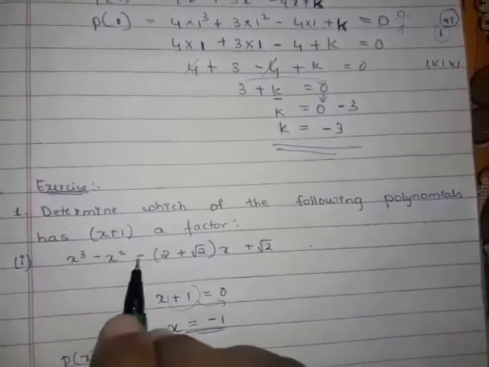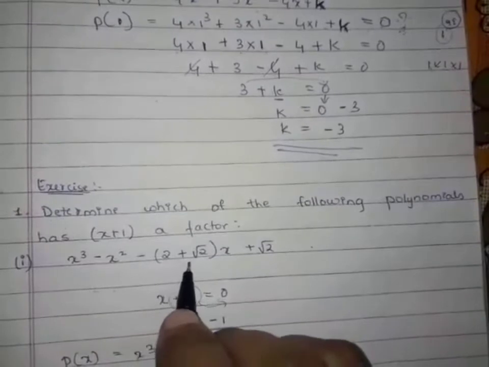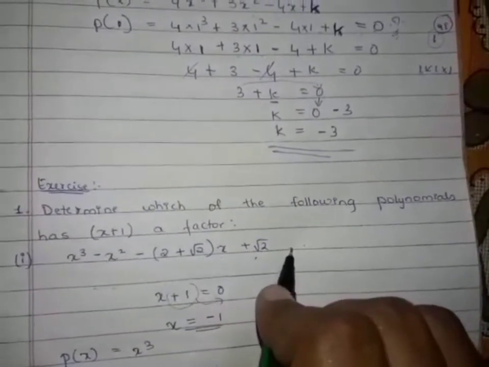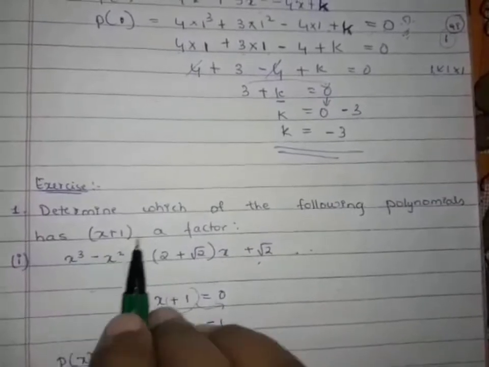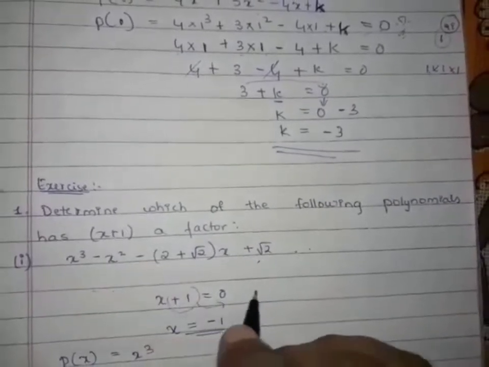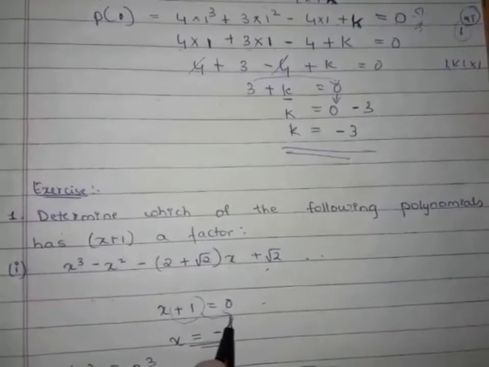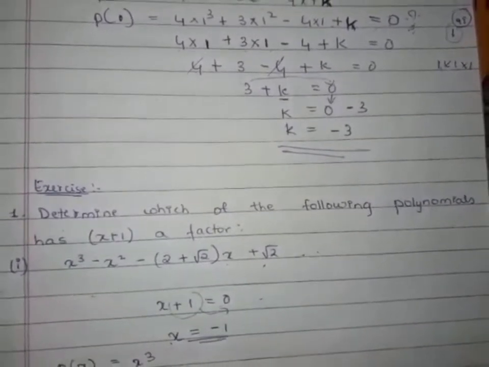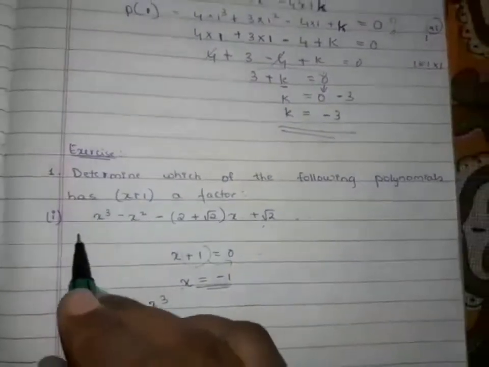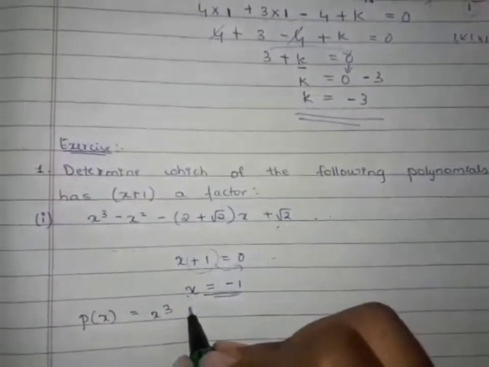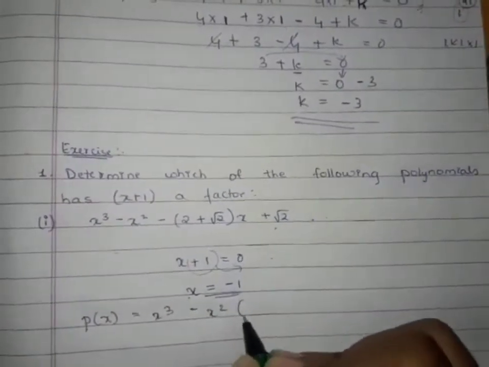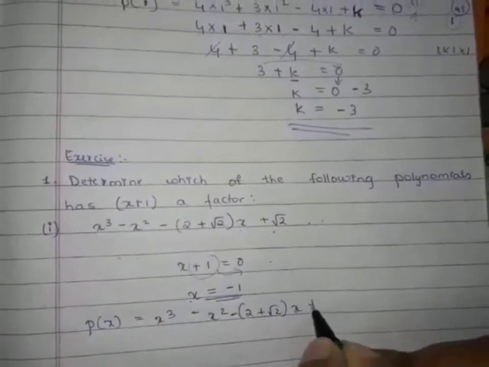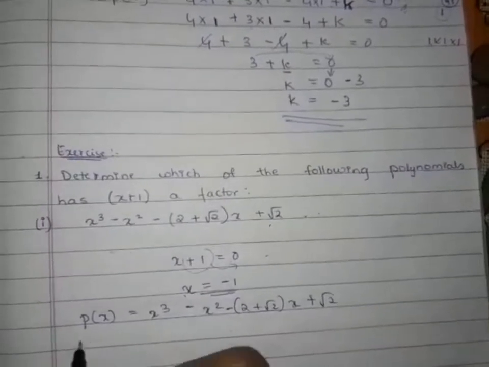x cube minus x square minus (2 plus root 2) x plus root 2. So how do we find the factor? First let us write x plus 1 equal to 0. If x plus 1 is equal to 0, what will x be equal to? x will be equal to minus 1. Now let us write down the polynomial. P of x is equal to x cube minus x square minus (2 plus root 2) x plus root 2.